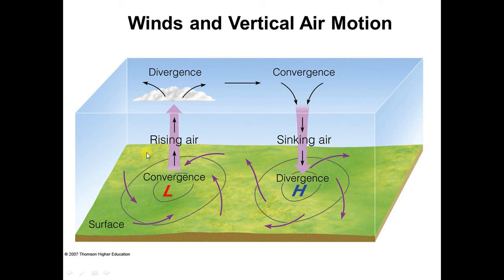For the low, just to review, if there's greater divergence at the upper levels than convergence at the surface, think about it. You're having a net removal of air from the column above the low that takes away air. That's why the pressure drops at the surface and the storm becomes stronger.